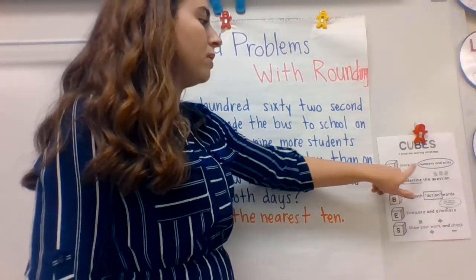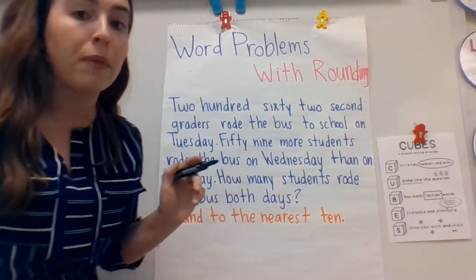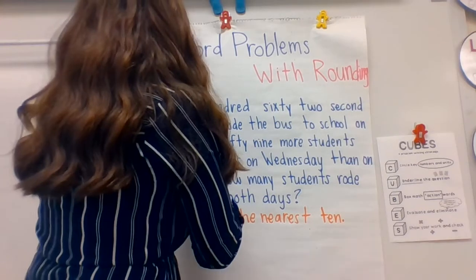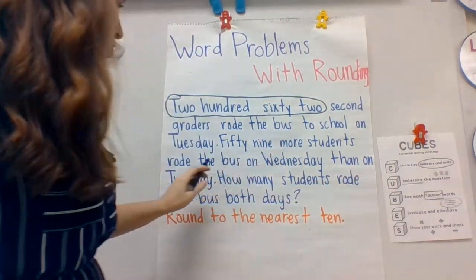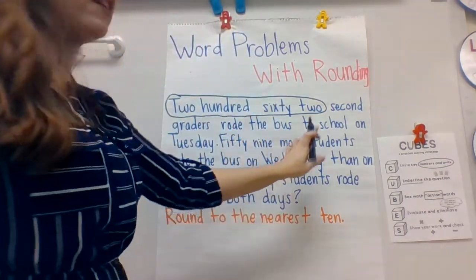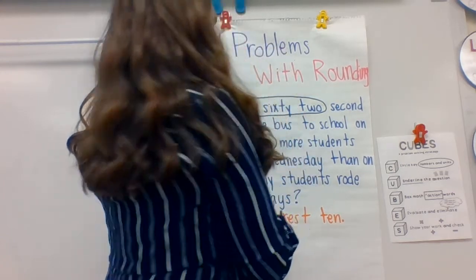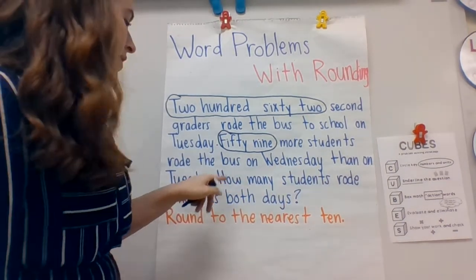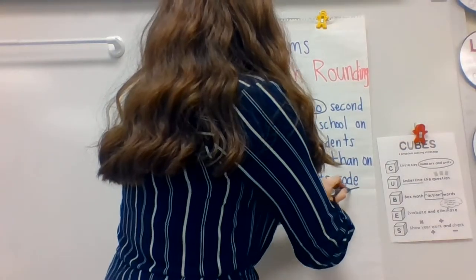So the first thing I need to do is to go back and look for numbers in units. So I saw 262, and remember, numbers can be in word form and they can also be in standard form. So I'm going to circle this number, 262. I'm also going to circle 59 because I see 59 more students rode the bus on Wednesday. Next, I need to underline the question. So I saw the question down here and it says, how many students rode the bus both days? So I'm going to underline that.